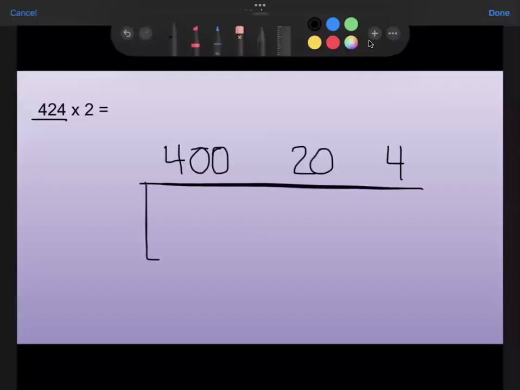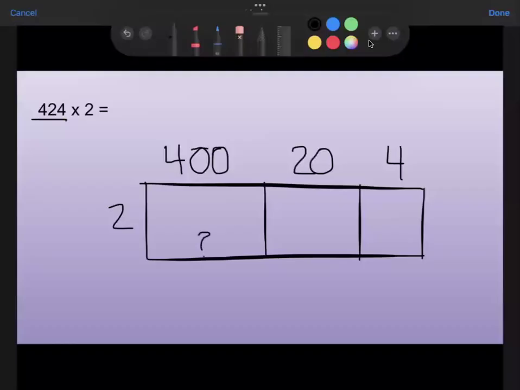So now that I've got that, I'm going to make a column for each value, and I'm going to place the 2 on the outside. What we're going to do is get partial products, and then we're going to add those together. So for this box right here, what I need to do is multiply the number that's on the top by the number that's off to the side. So 2 times 4 is 8, and then you would add those two zeros. And if you're not sure where I came up with that, check out a previous video I did on how to multiply numbers ending in zeros. So that would be 800.